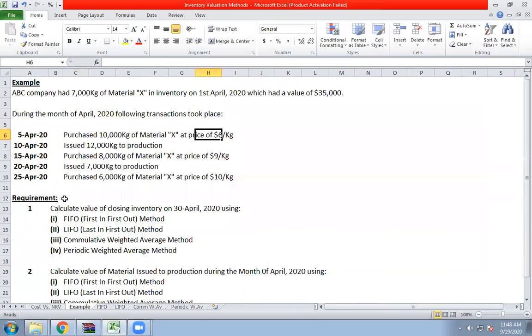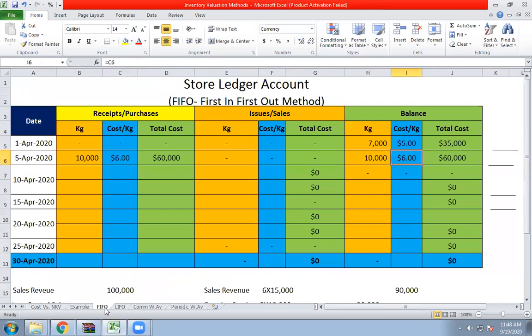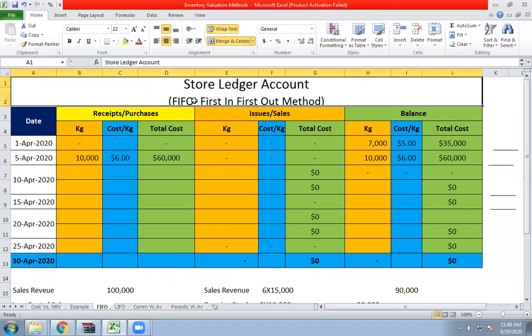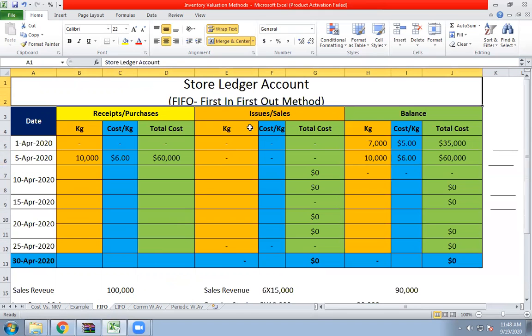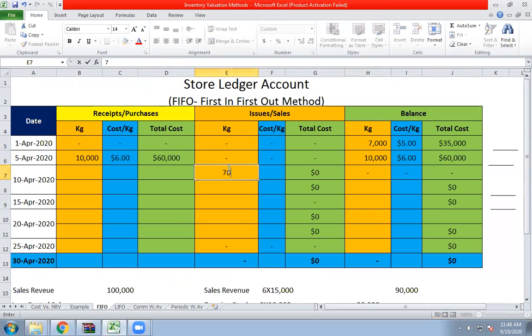Moving further to the example, on 10th April, I issued 12,000 kg. No, on 10th April, I have to issue 12,000 kg out of this 17,000. So which 12,000 is to be issued? The method which I am going to use is FIFO, first in, first out. Remember, the method is FIFO, first in, first out. The first material in was opening stock. So I will issue this material first. So I will issue this 7,000.